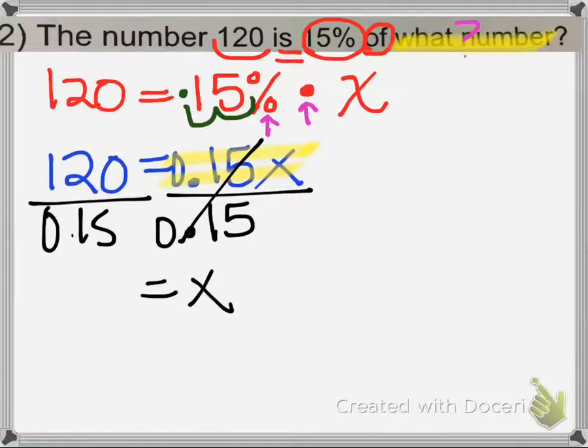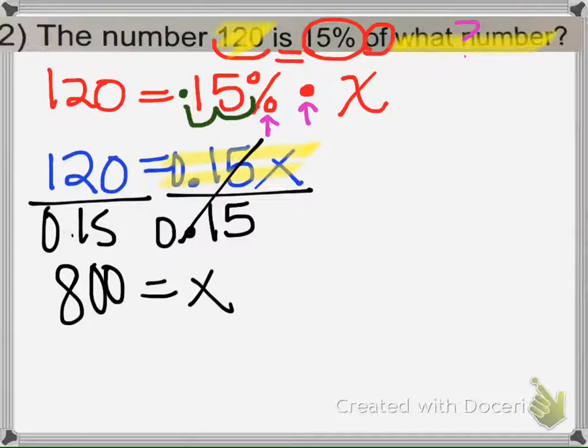And that's going to get us what x is. So 120 divided by 0.15, we get 800. So now let's go back to the original problem, make sure it makes sense. It says the number 120 is 15% of what number?